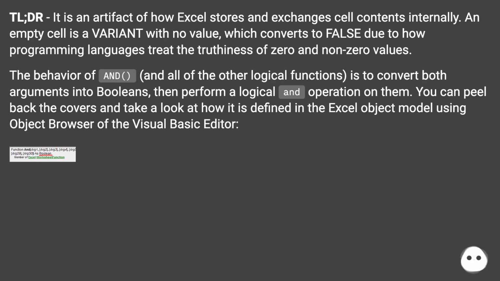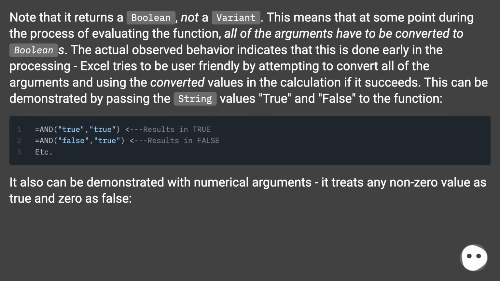You can peel back the covers and take a look at how it is defined in the Excel object model using Object Browser of the Visual Basic Editor. Note that it returns a boolean, not a variant. This means that at some point during the process of evaluating the function, all of the arguments have to be converted to booleans. The actual observed behavior indicates that this is done early in the processing.